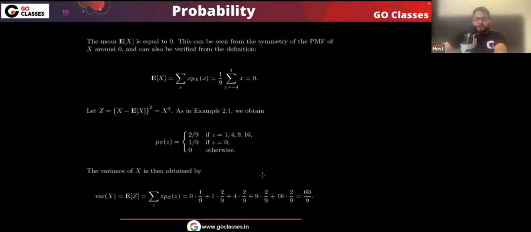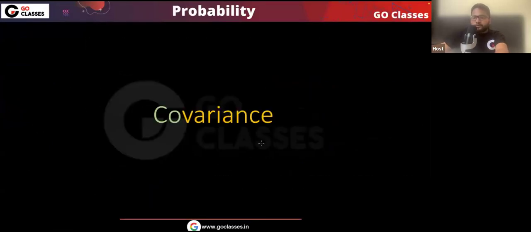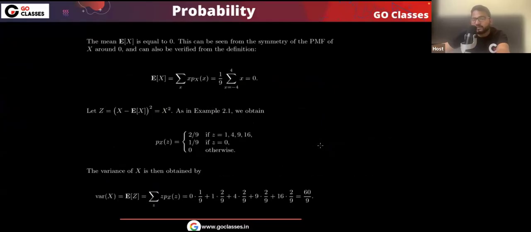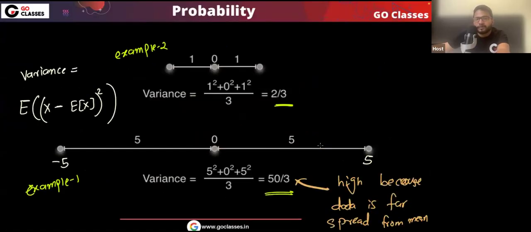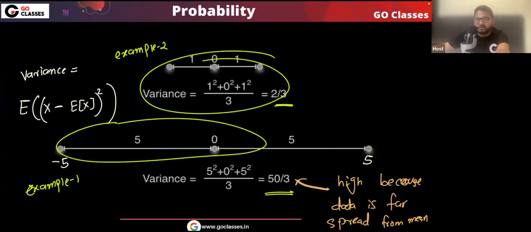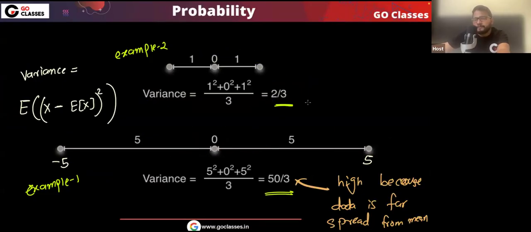Now let's move to the covariance, which is the topic of today. So first, let's see why we even need covariance, right? I mean, variance was good enough. It was conveying something. For example, in this case the variance is more, in this case the variance is less. So it was conveying something.